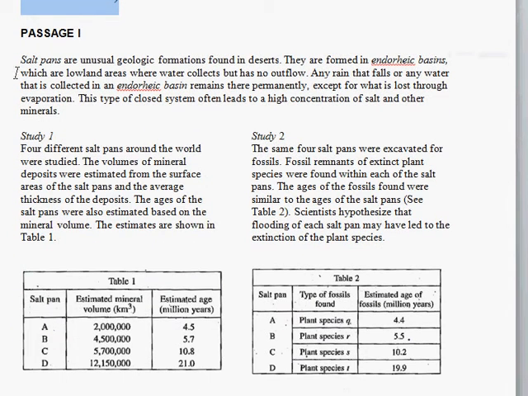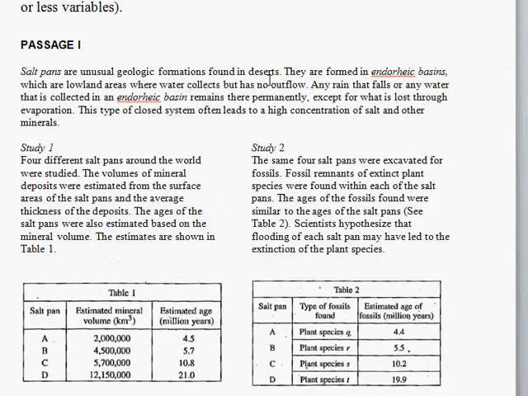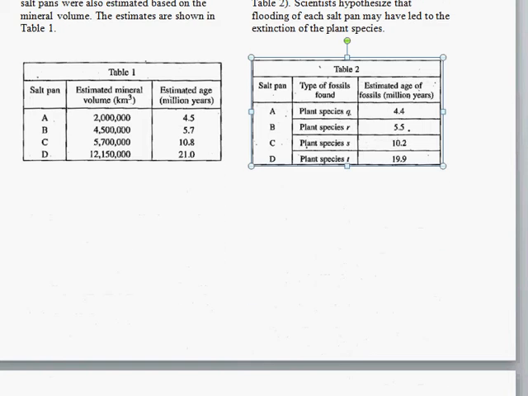So, let's scan the passage. By the way, this is for question 1 only. We got some text. Study 1, study 2. So we got at least 2 studies. We've got 2 tables. We got 2 studies with some text and some tables. That's a scan. Table 1, Table 2.